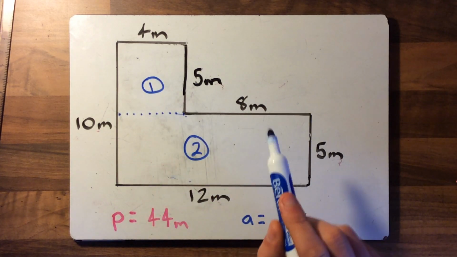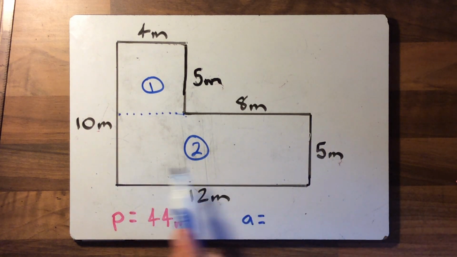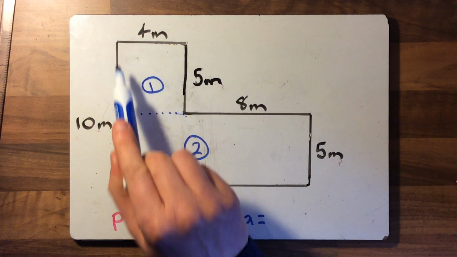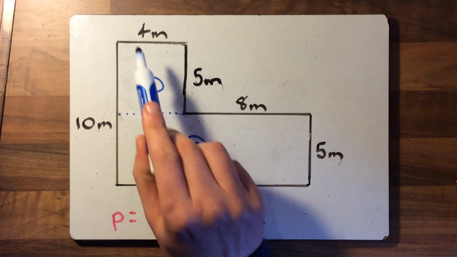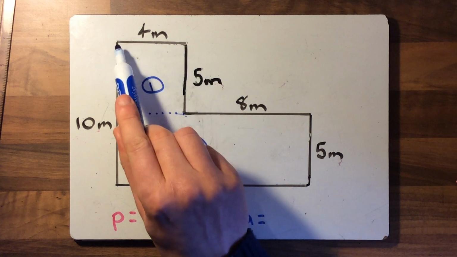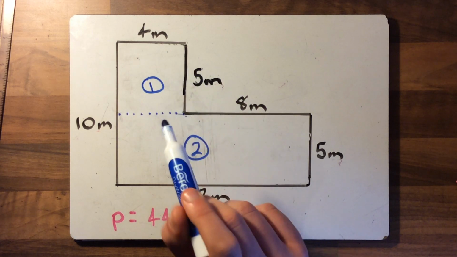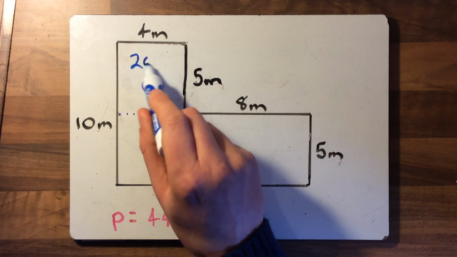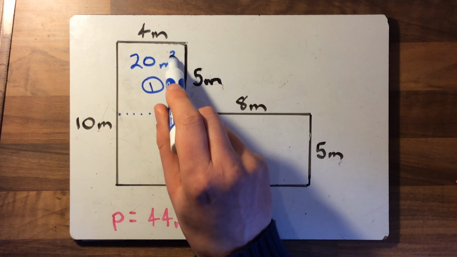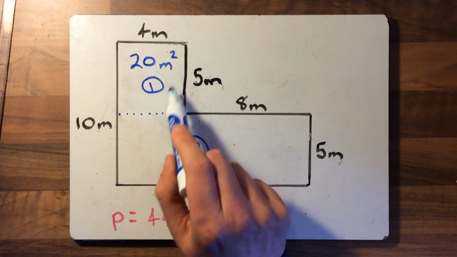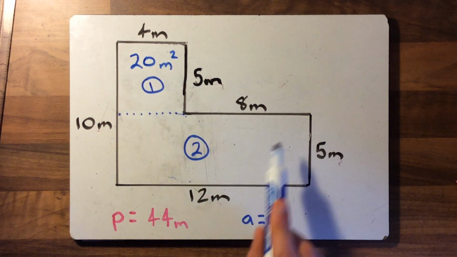So let's look at this one first, completely ignoring this second one down here. If this was just the shape here, it is 4 across, the width is 4, the height is 5. So 4 times 5 would be 20 metres squared. So that is the area of this smaller rectangle up here.